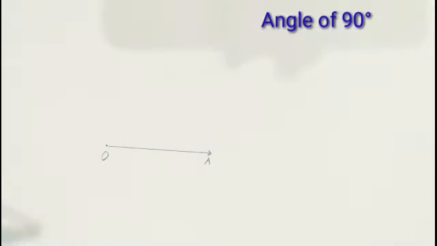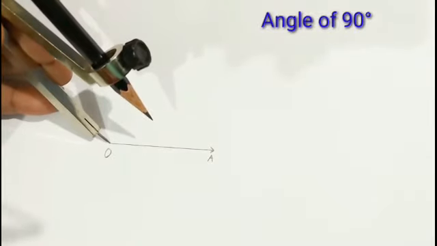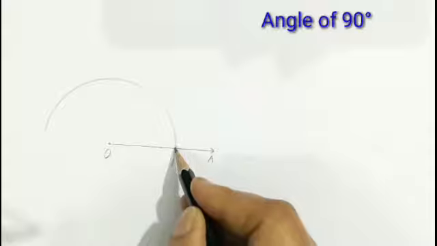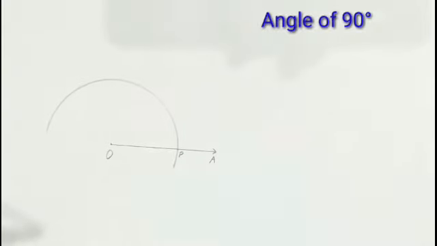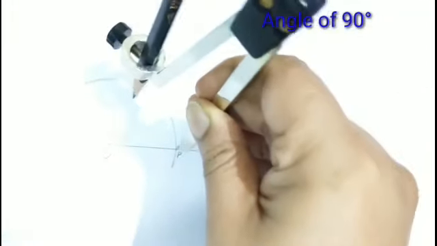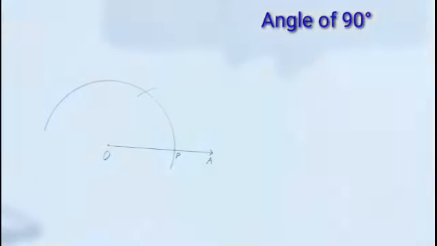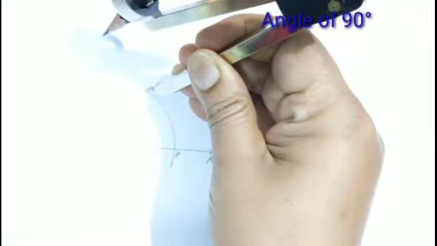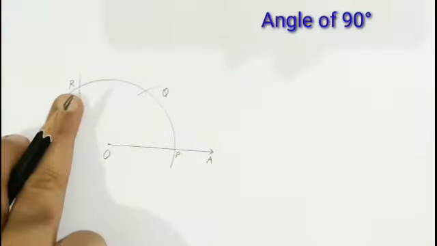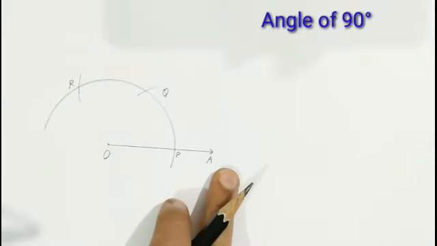Now, O as center, draw an arc. The arc meets OA at point P. From here, without changing the length, P as center, draw an arc which meets at point Q, and from Q, draw the arc of the same length which meets at point R. So once you reach this step, it means you have constructed an angle of 120 degrees.